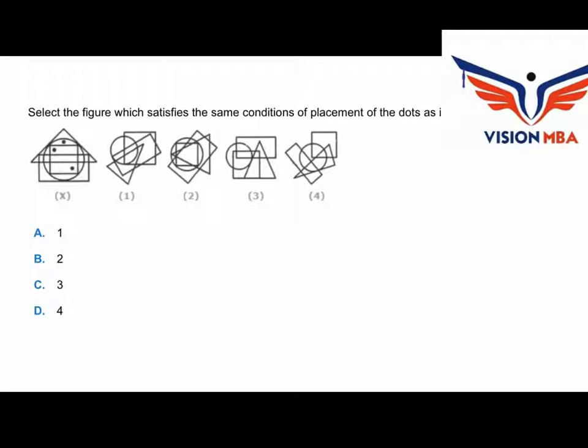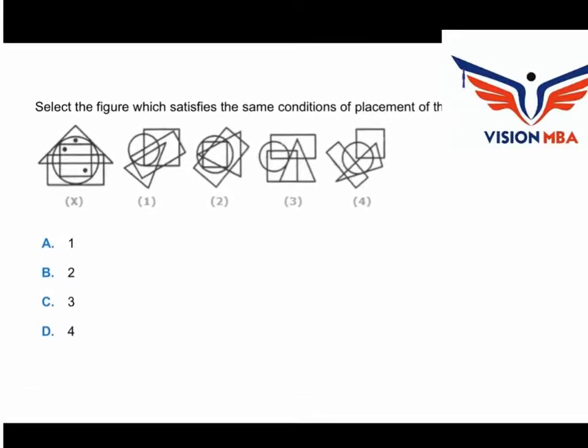Now guys, these kinds of questions are known as dot situation. You have to go through the question and find the similar situation in the options. What is it? Let's understand that. Select the figure which satisfies the same conditions of placement of the dots as in figure X. Now this is the figure that you have to pay attention to, and you have to pay attention to where the dots are.